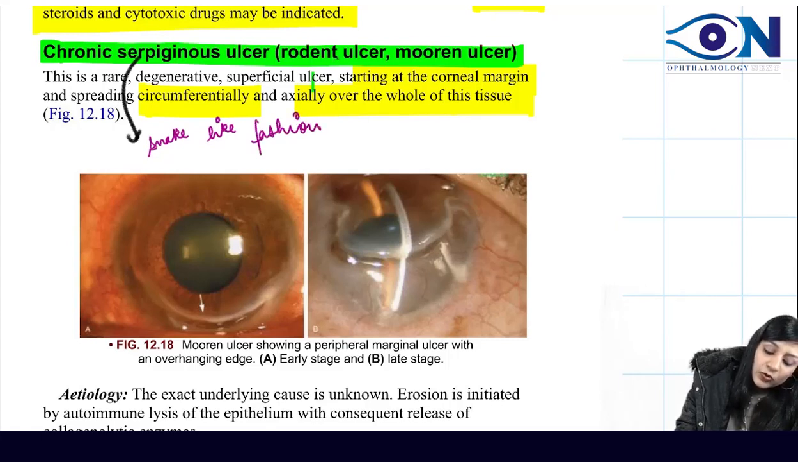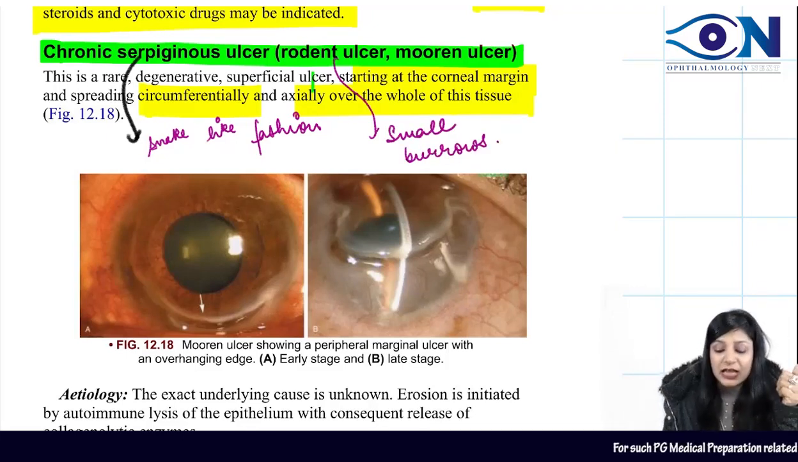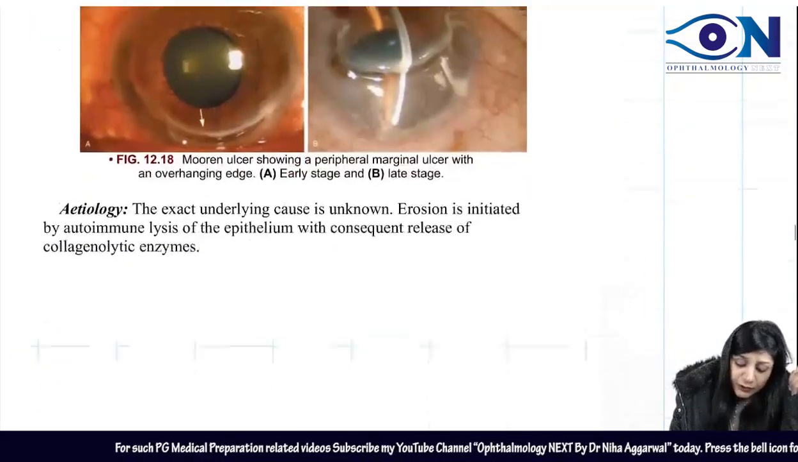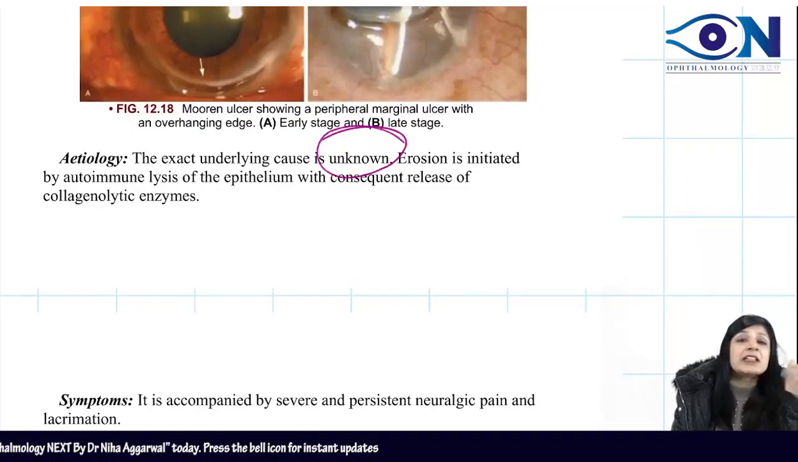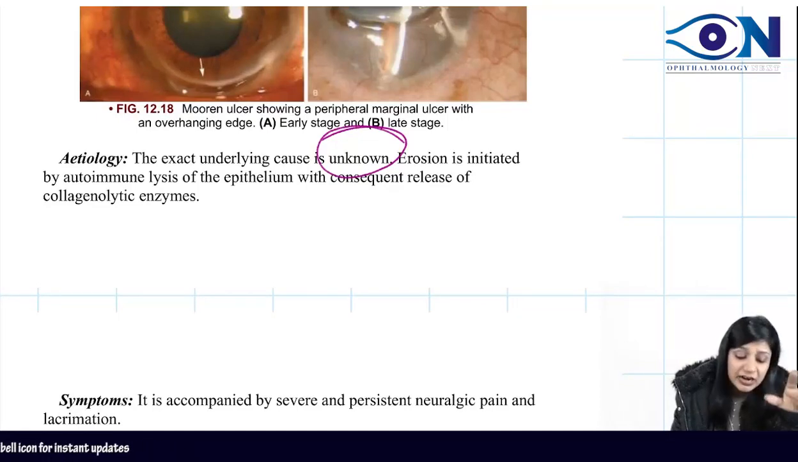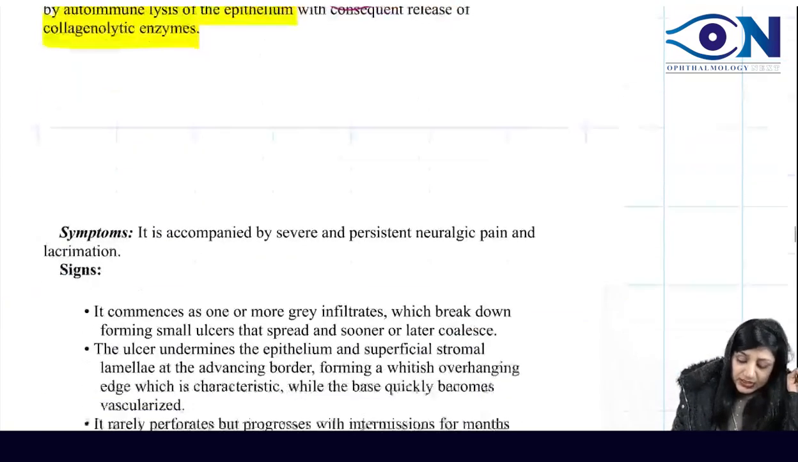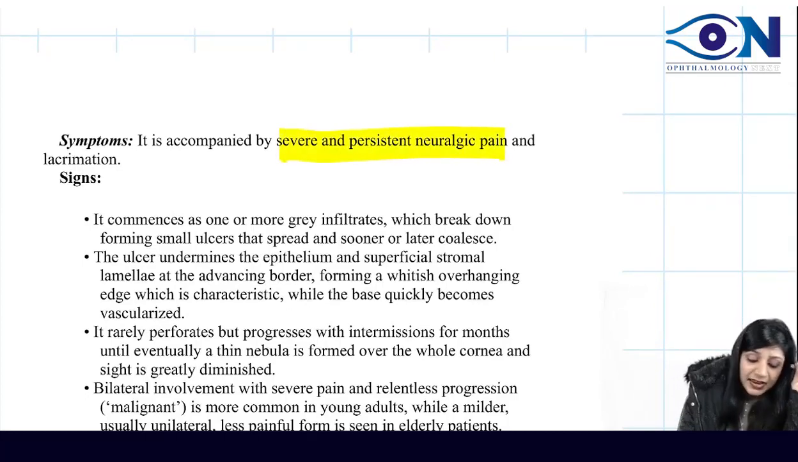It is a rodent ulcer which makes small burrows. There is no through and through perforation, and it starts from the periphery and goes towards the center. Okay, if you look at the etiology, exactly it's not known, but it has been seen that some components of autoimmune etiology are there. We have autoimmune lysis of the epithelium, and there is release of proteolytic as well as collagenolytic enzymes. Symptoms, again, it's very, very painful. Perforation is rare, with severe and persistent neuralgic pain, and lacrimation is there.